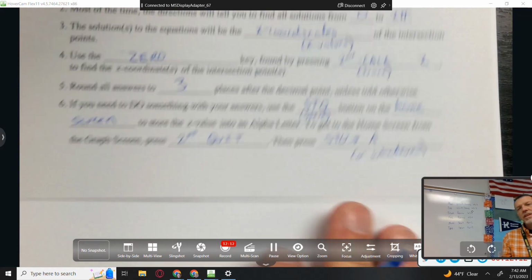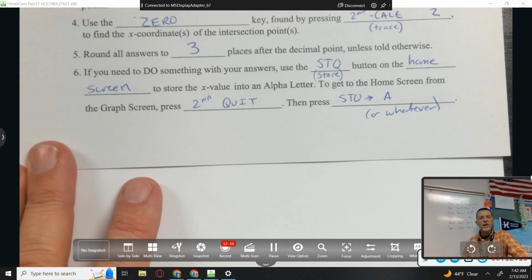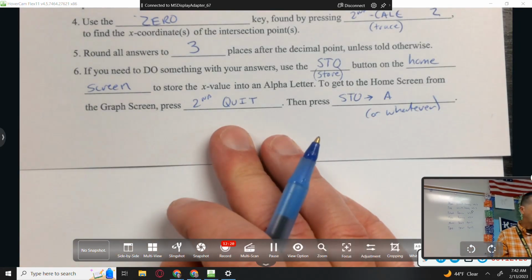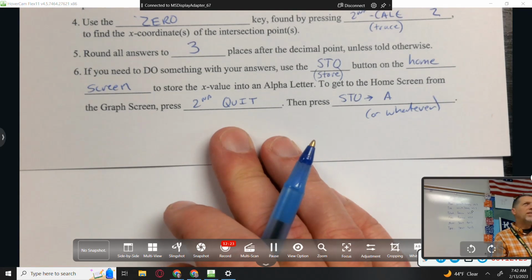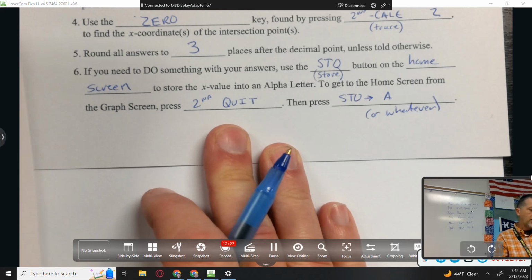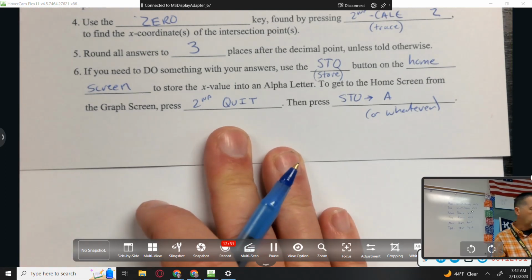Stow it into A or B or C or whatever. If you really got complicated, you might have to use several values. I feel like even in calculus, we never, shouldn't say never, I don't know that we've ever used more than one stored variable.